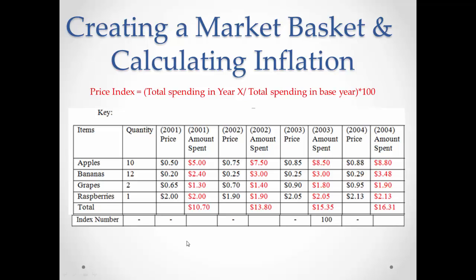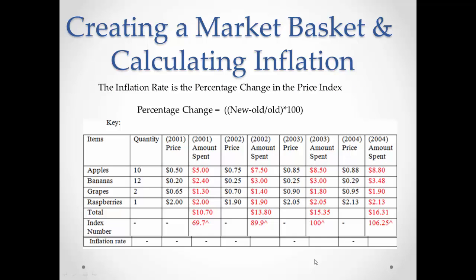So to get our index number for 2001, we're going to take total spending in 2001, which is $10.70. We'll divide it by total spending in our base year, which is $15.35, and then multiply that by 100. Please do that for all of these years. Okay? Now that we have our index numbers, we can finally calculate inflation. An index number less than 100 indicates that prices were lower in those years. An index number greater than 100 indicates that prices were higher.